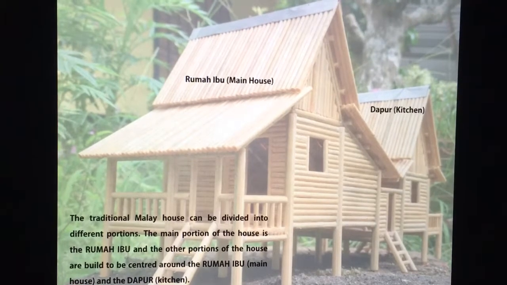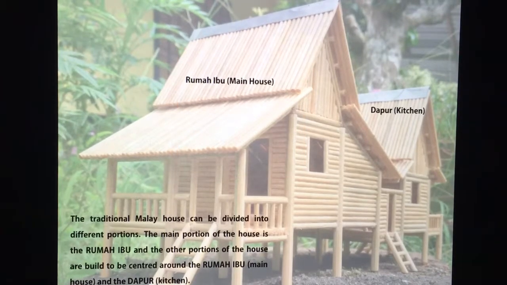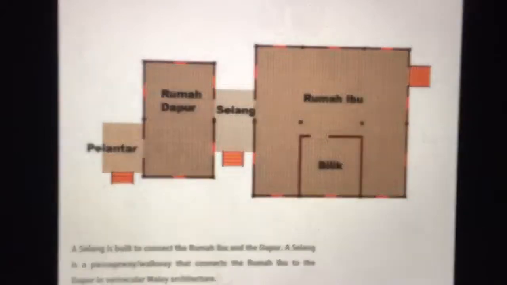The main portion of the house is the rumah ibu, and the other portions of the house are built to be centered around the rumah ibu and the dapur. In Malay vernacular architecture, a selang is a passageway that is built to connect the rumah ibu and the dapur.